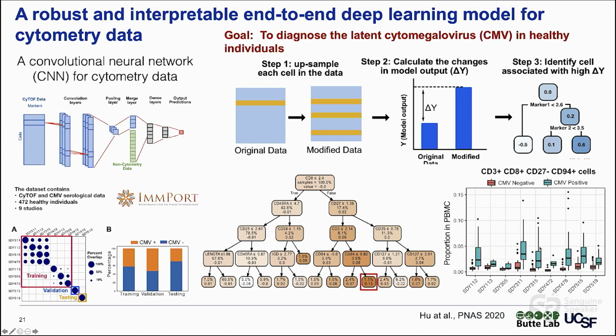And as you can see here, the box plot shows you the difference between the CMV negative and CMV positive subjects, and we consistently observe that there is this phenotype: CD3 positive, CD8 positive, CD27 negative, CD94 positive cells. That cell phenotype is associated with the CMV latent infections in positive individuals. So this is all we derived using the CNN model.